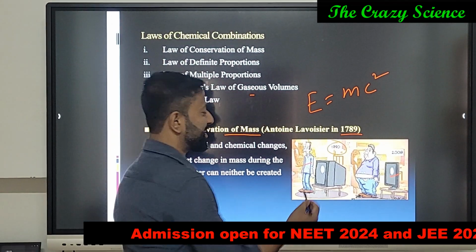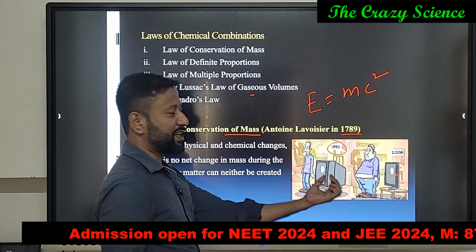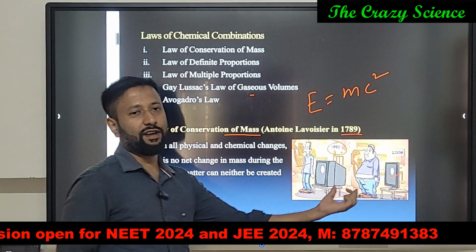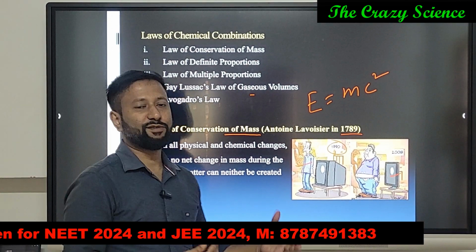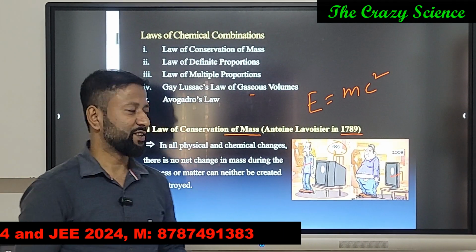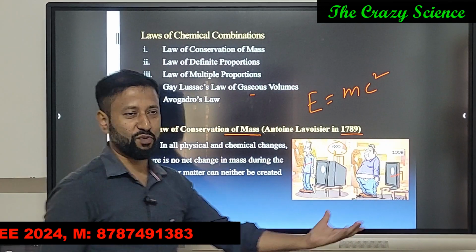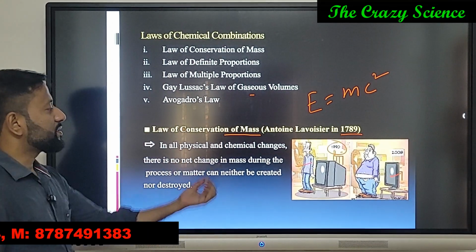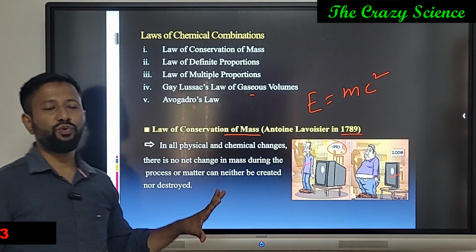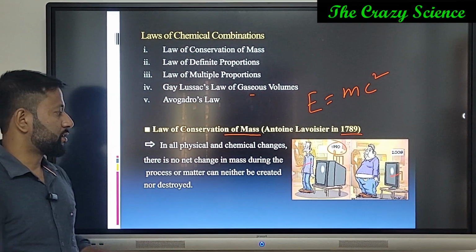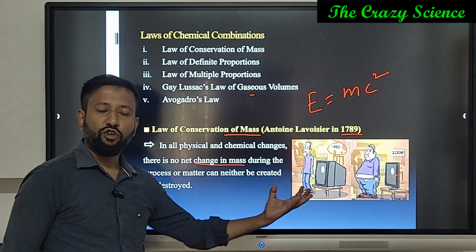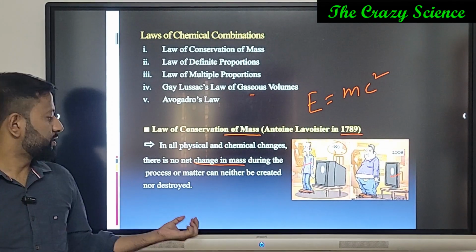So these are interrelating. When this mass is less, that mass was heavier, and now this mass is less, this mass is heavier. So remember, whatever you are doing, you have to give that compensation. So this compensation is coming in our stomachs. That's why the law is saying that in physical or chemical changes, there is no net change of mass during the process. Matter cannot be created or destroyed.